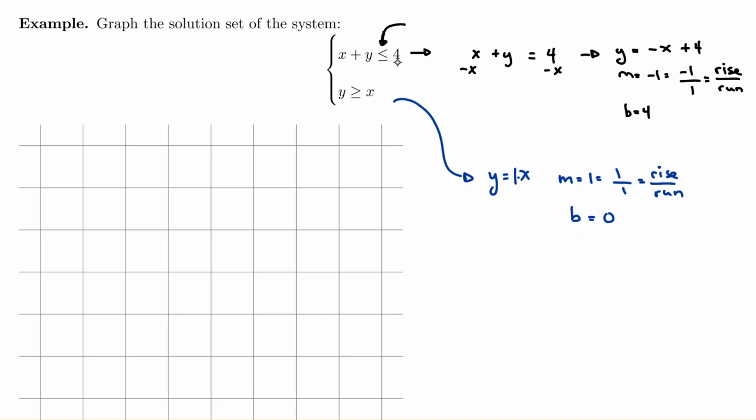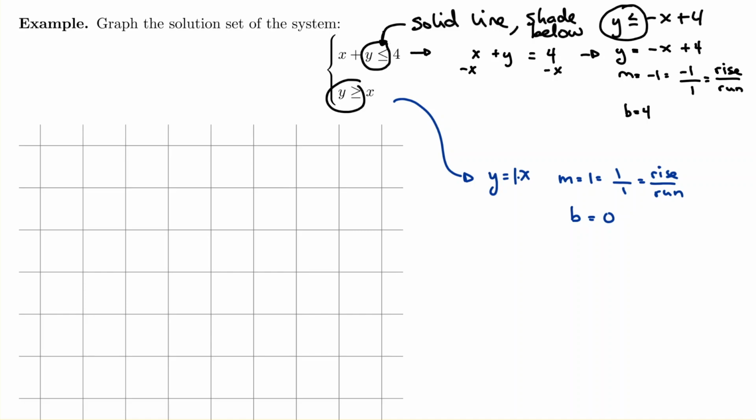The first one, having this or equal to line, tells me I should use a solid line. And since these are both y inequalities, I know I'm thinking above or below. So the inequality, if I rewrote it, would be y is less than or equal to negative x plus 4. Looking at that inequality, y is less than or equal to, I know I should shade below for the black line. For this line, y is greater than or equal to, let me write this in blue. This inequality tells me I should use, again, a solid line, but greater than tells me I should shade above.